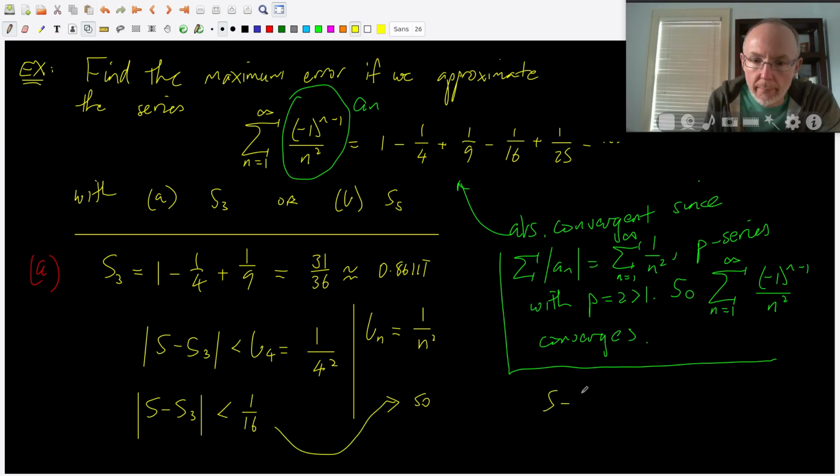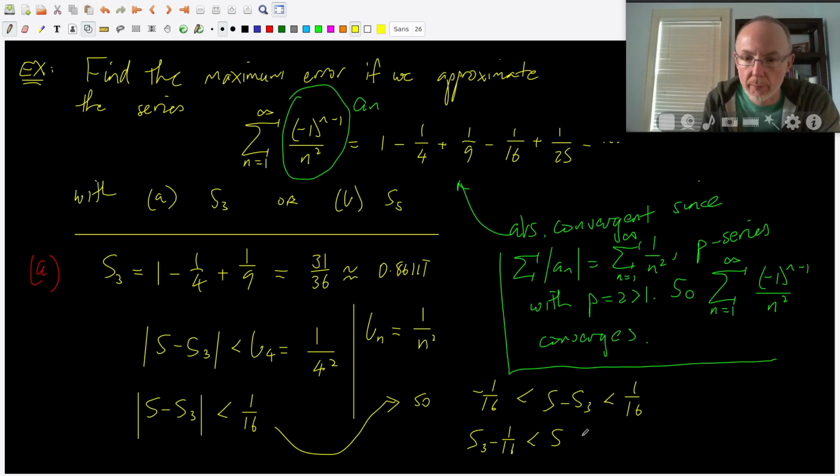We can rewrite this as S minus S3 is going to be between a 16th and a negative 16th. That's what that inequality means, right? The absolute value means I'm less than a 16th in either the positive direction or the negative direction. And another way of saying that is S is between S3 minus 1/16th and S3 plus 1/16th.